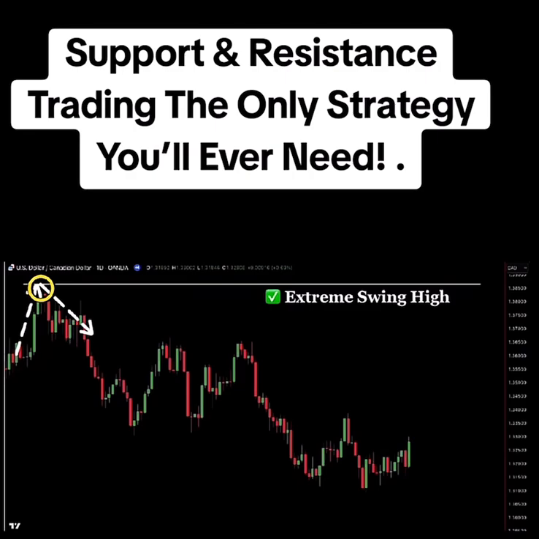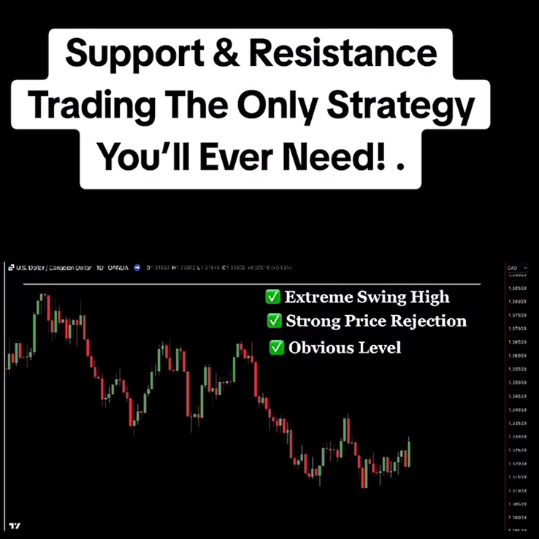Extreme swing high. This is the highest point the price has reached recently. Clear price rejection. The price moved away drastically, confirming a significant reaction. Obvious level. This level is clearly visible at first glance, meaning many traders are likely watching it. So, we plot this level on the chart and move on.